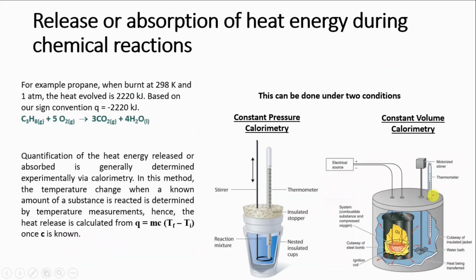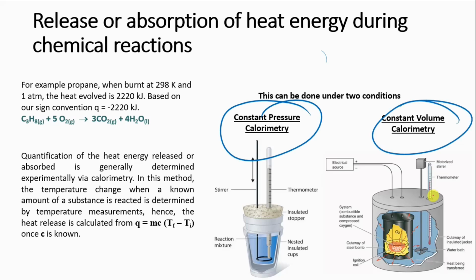Let's look at something now which is also quite important: the whole instrumentation of release of heat and absorption of heat energy, as we were mentioning just a while ago. Now, we have what we call constant pressure calorimetry as well as constant volume calorimetry. These are just experimental setups that are used in measuring the heat released or absorbed by a chemical process.